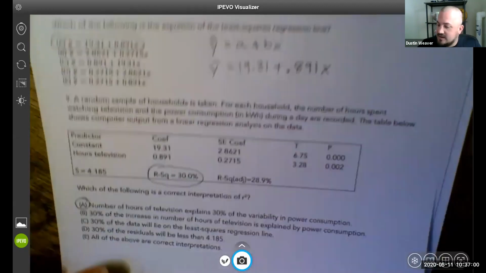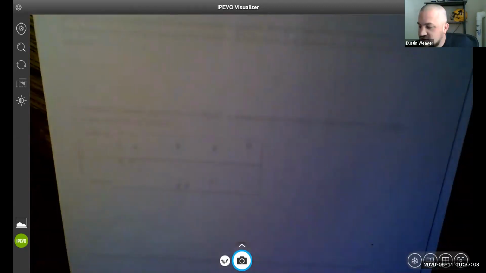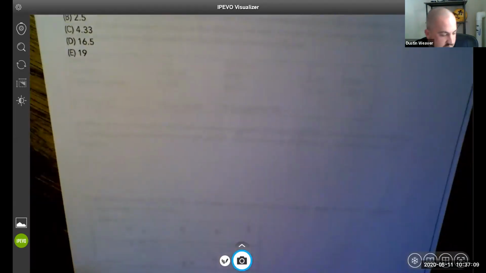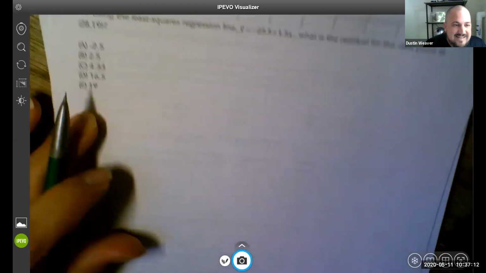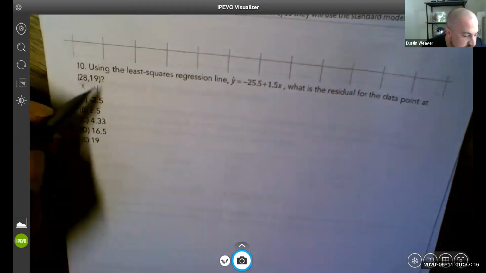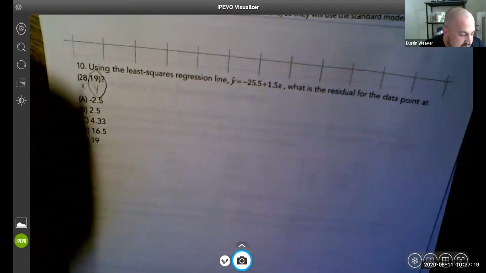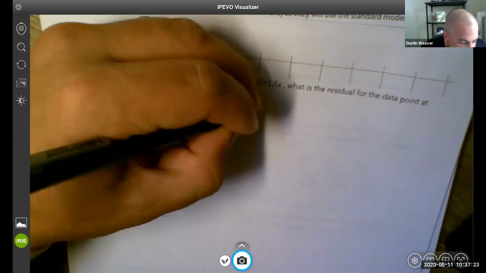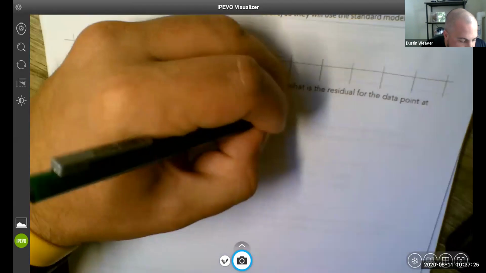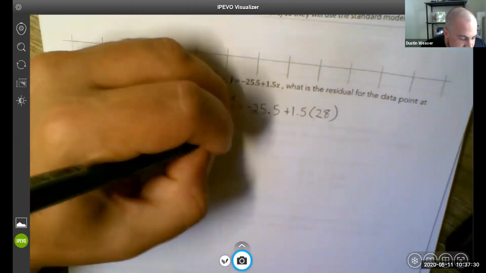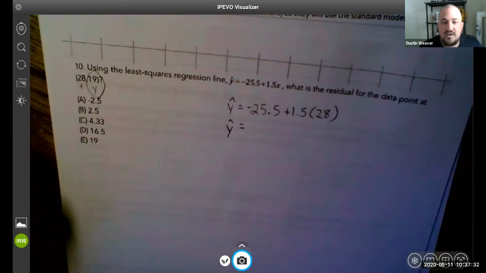Okay, so that was number 9. We'll move to question number 10. This is our last question here. So using the least squares regression line, what is the residual for the data point at 28, 19? So 19 obviously is our observed Y, it's our actual Y, and 28, we would plug that into our equation. We would plug 28 in for X, and we would be able to get our predicted Y.